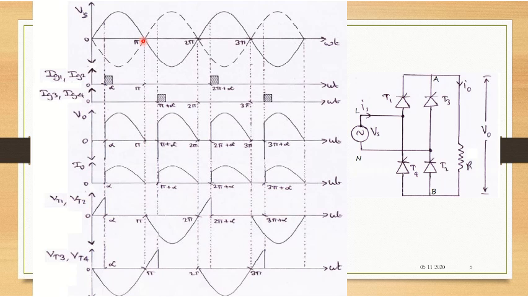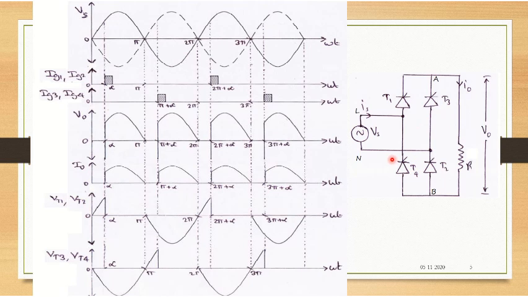So once the input signal is going negative, you know that T1 and T2 will be turned off, right? So during the negative cycle, this will be negative and this will be positive. This point will be positive. So T1 and T2 will obviously get turned off. Now observe, there is no output here, isn't it? Why is that so?